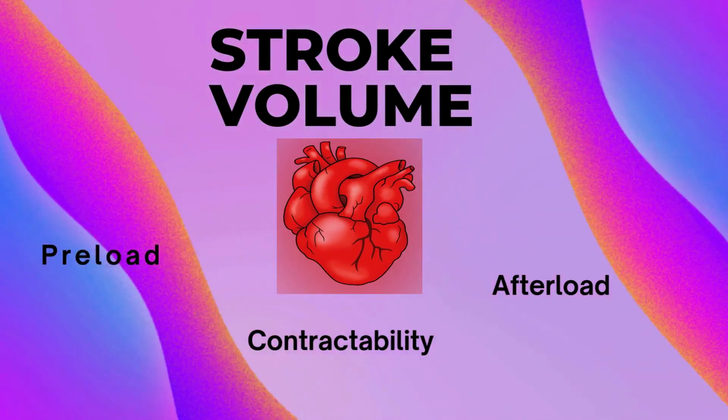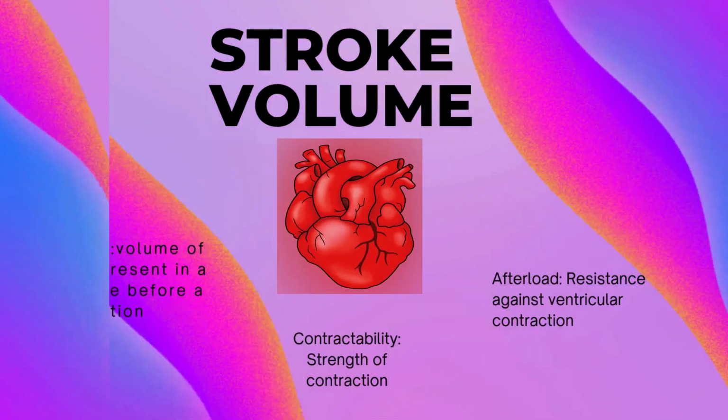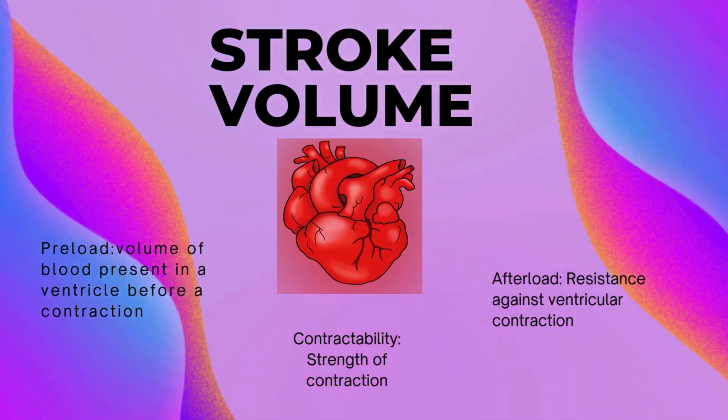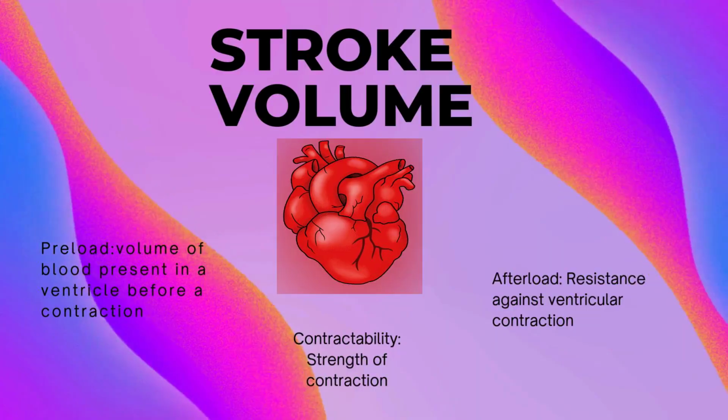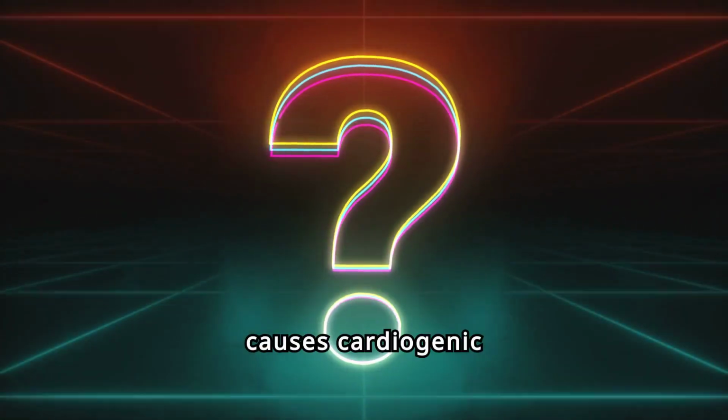Preload is the volume of blood in a ventricle before a contraction. Contractility is the strength of contraction, and afterload is the resistance against ventricular contraction. Now let's move on to what causes cardiogenic shock.